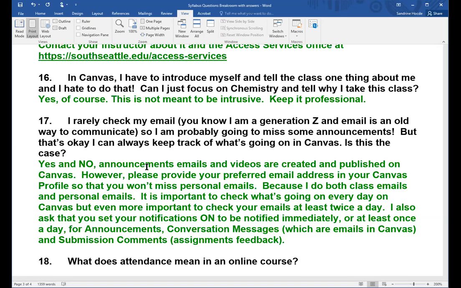Announcements, emails, and videos are created and published on Canvas. So yes, if you keep track of what's going on in Canvas, you should be aware, on the condition that you pay attention to the fact that you got a new announcement.